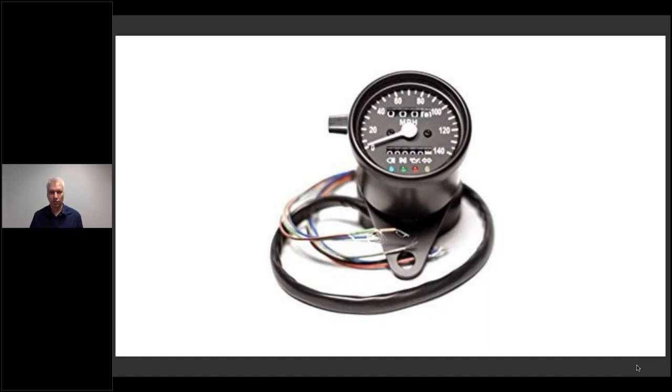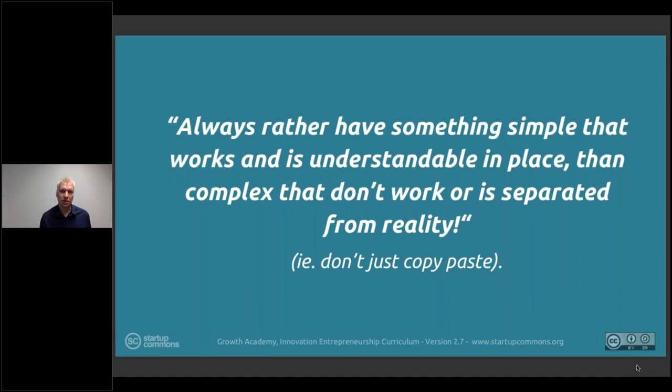So you want your own metrics and KPIs and measures to communicate the right things for you, because at some point you will lose this touch and you will get wrong information and you will create the wrong culture in the company if those things are not in place, and it will be impossible to fly that plane. So always rather have something simple that works and is understandable in place than something complex that doesn't work or is separated from reality. So don't just copy-paste KPIs from here and put them in a spreadsheet or whatever tool and feel comfortable that now you have KPIs.